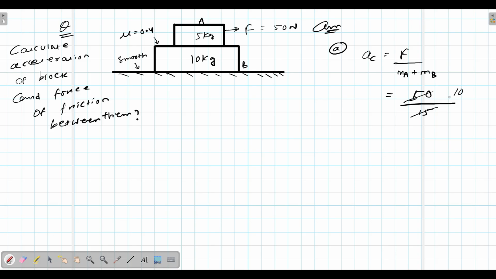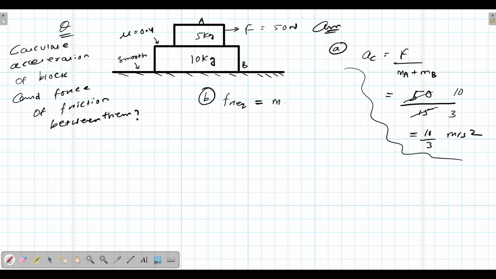Second, find the required value of friction on the block on which force is not applied. Required value of friction is mass into acceleration. So mass of B into acceleration, that is 10 into 10 by 3. So that is 100 by 3 Newton.